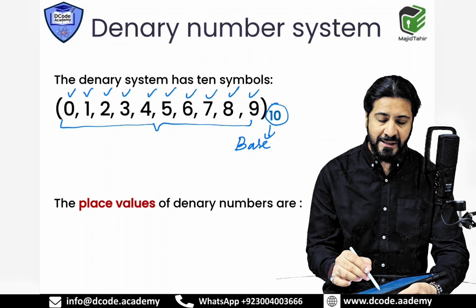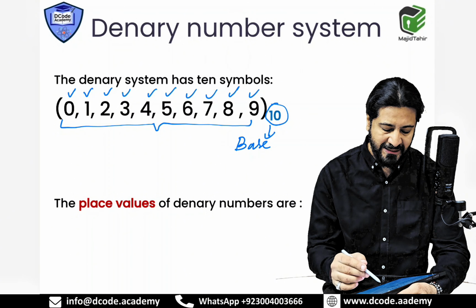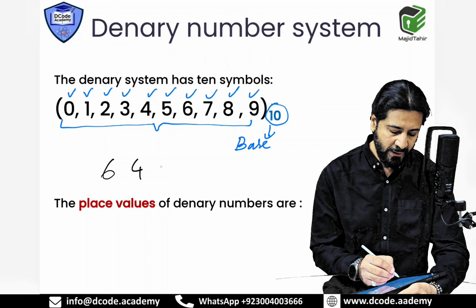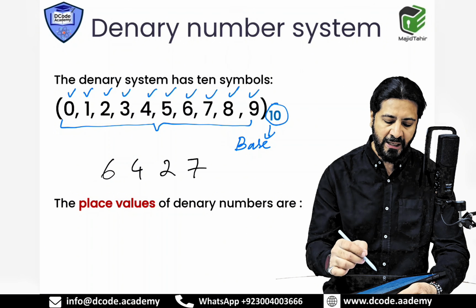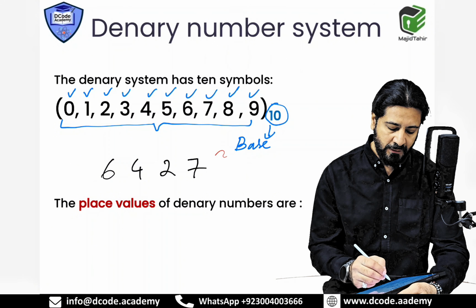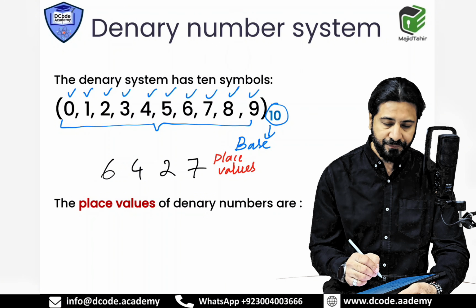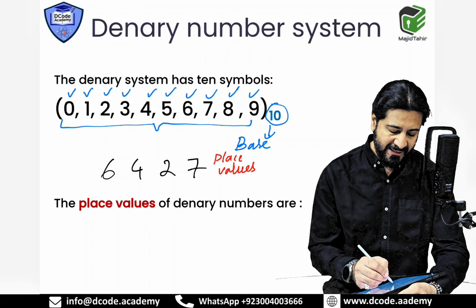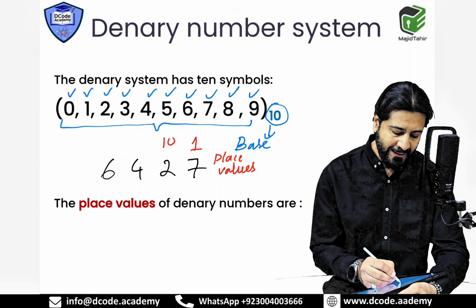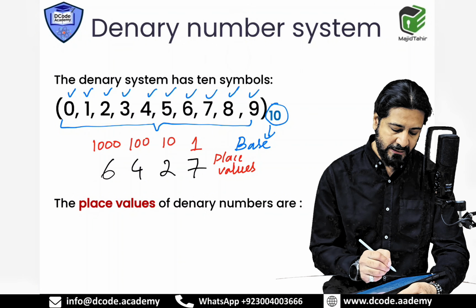In your earlier classes, you must have studied place values. So we are going to talk about place values. Let's consider a number. Let's say we have 6,427. Let's suppose we have this number. The numbers are made by the place values, which come from the base. So 7 is in ones place. We know that. You must have studied it in earlier classes. 2 is in tens place. 4 is in hundreds place. 6 is in thousands place.